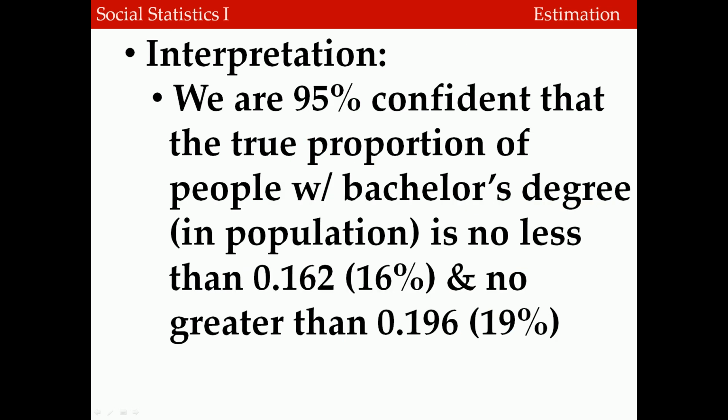And so how do we interpret that? Well, we can say that we're 95% confident that the true proportion of people with a bachelor's degree in the population is no less than about 16% and no greater than about 19%.